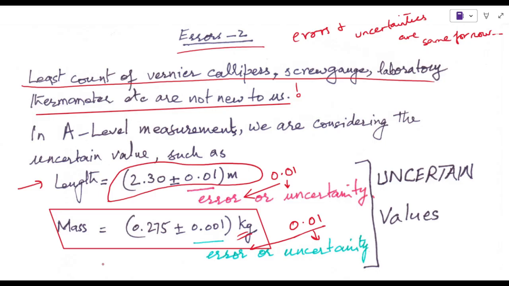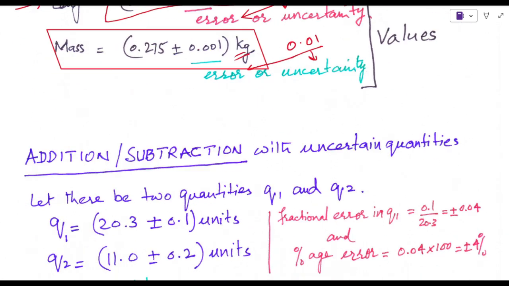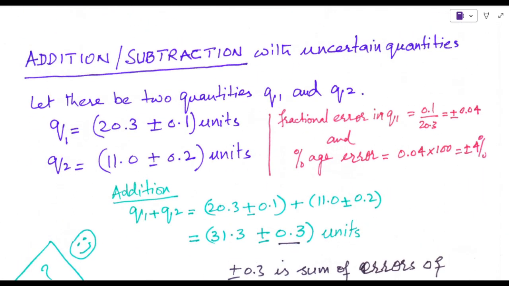Now let us do calculation of uncertain quantities. I have taken two quantities, Q1 and Q2. Q1 is equal to 20.3 plus minus 0.1 units and Q2 is 11.0 plus minus 0.2 units. It could be any value. I mean, it could be length, it could be anything, but I have taken them as Q1 and Q2. Now, look at the red note.